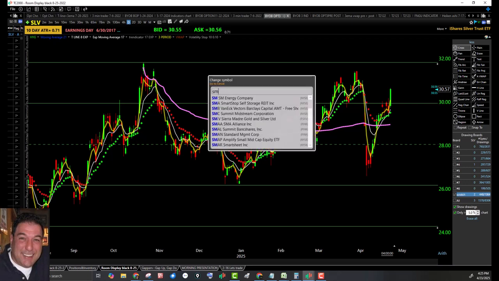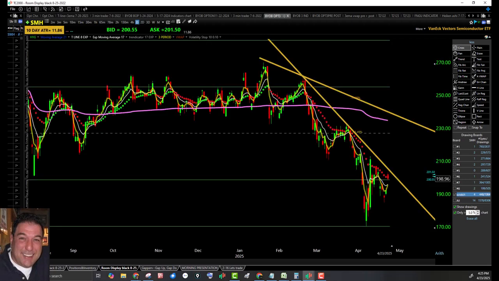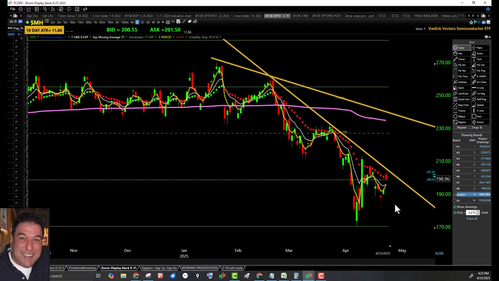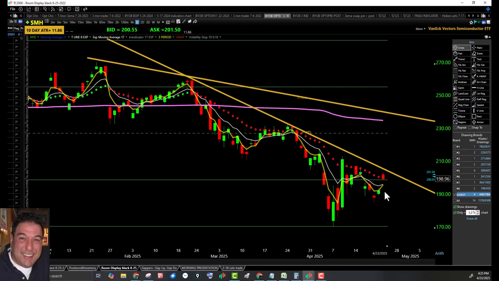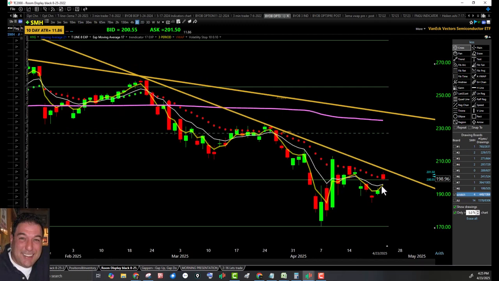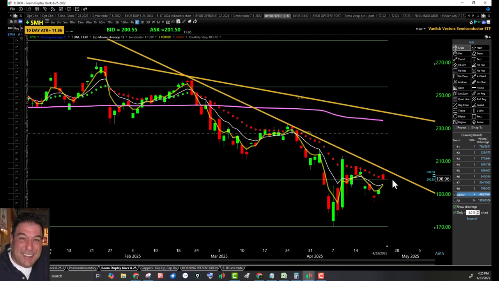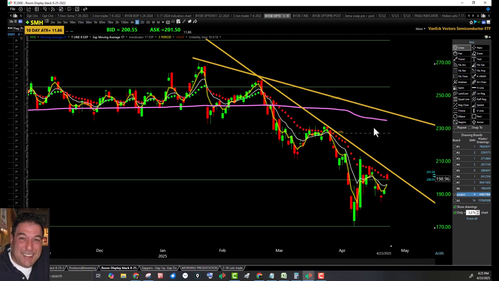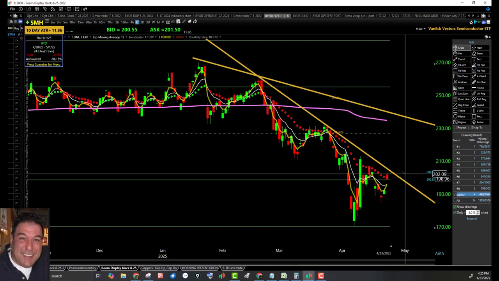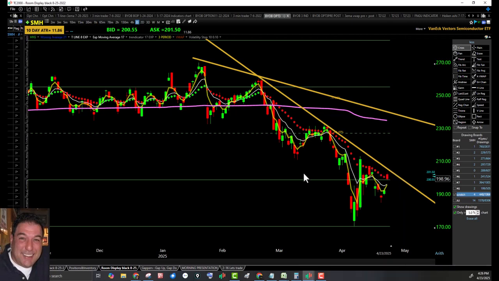Let's take a look at SMH. All right, any good news on the SMH? Higher low, higher high, closing over bearish trap, closing under the falling 17, still in lower third, under the downtrend line, and under the all-time high anchored VWAP. Still bearish, still in a downtrend.